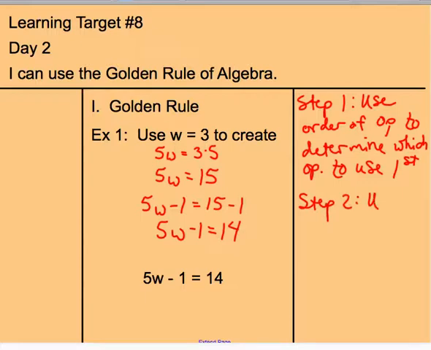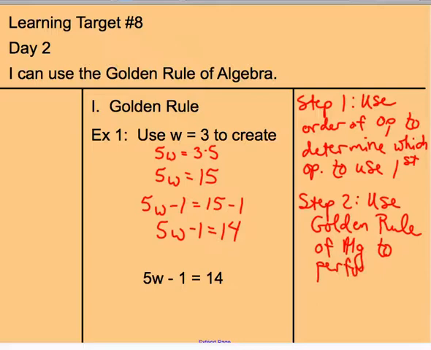So, step 2, use the golden rule of algebra to perform the operation. I actually missed this process right here when I multiplied both sides of the equal sign by 5, and then I just repeated. So I went back and figured out what I would do next using order of operations. So step 3, repeat as necessary.